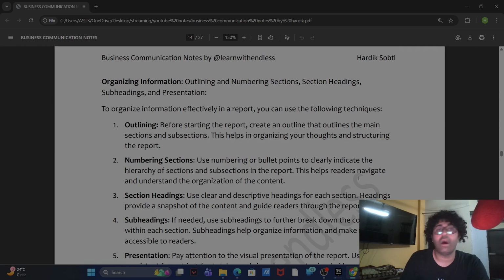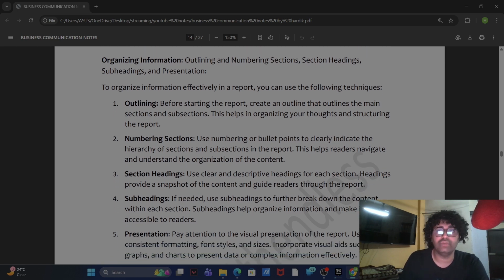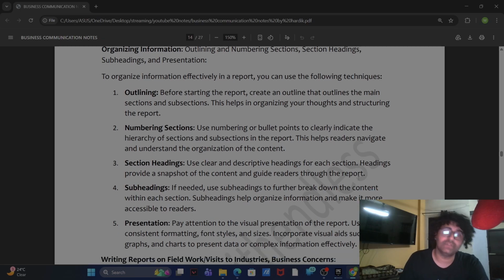Next topic, organization: organizing information, outlining and numbering sections, section headings, subsections, and presentation. To organize information effectively in a report, you can use the following techniques: outlining, numbering sections. Let's go through them one by one. Outline. Before starting the report, create an outline that outlines the main sections and subsections. This helps in organizing your thoughts and structuring the report.